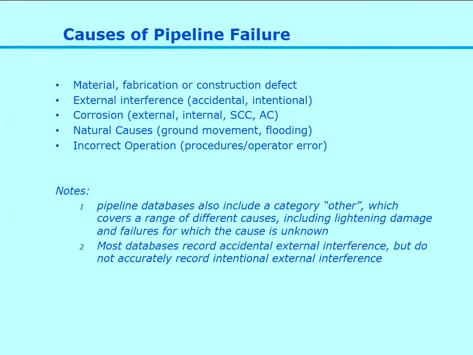Natural causes, ground movement and flooding in particular, are very important, because any kind of movement of the ground, disturbance of the ground, has the potential to apply very high loads on the pipeline and therefore cause failure. And then incorrect operation, which is generally associated with problems with procedures or operator errors. Most pipeline databases also include a category called other or unknown, which is generally a catch-all for anything else that's happened that you can't easily categorize.